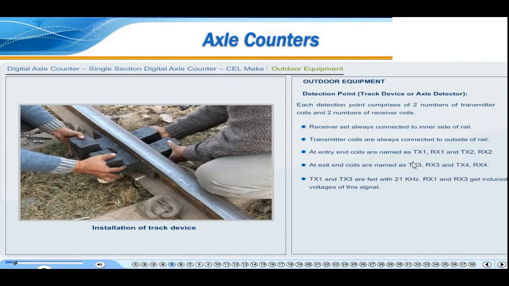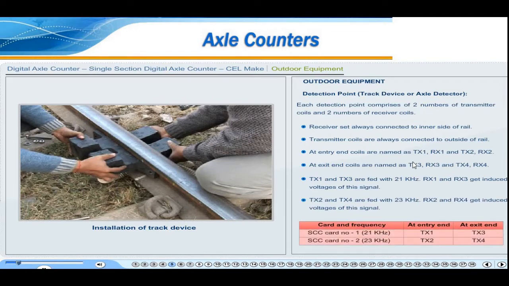TX1 and TX3 are fed with 21 kHz. RX1 and RX3 get induced voltages of the signal. TX2 and TX4 are fed with 23 kHz. RX2 and RX4 get induced voltages of the signal.